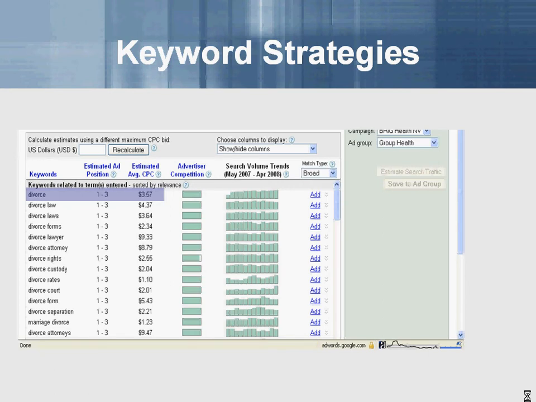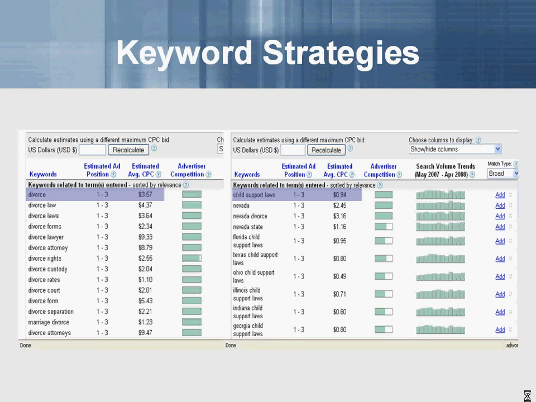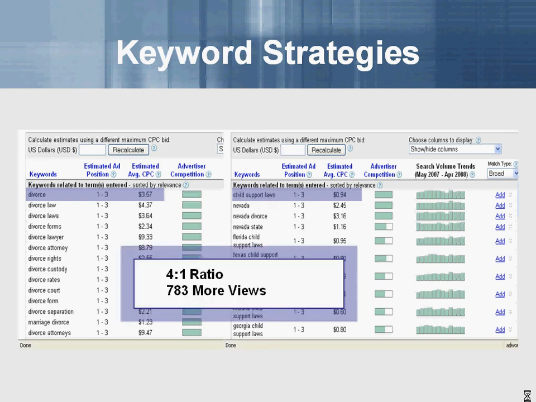Well, if you get real creative though, and if you look at here, I started bidding on the word child support laws. It's only 94 cents a click, which is a 4-to-1 ratio, and if my budget was $1,000, I'm going to get 783 more views off of the word child support laws than I am off of divorce. Are they the same? Yeah, probably. Someone looking for child support laws is probably looking for divorce. Not always. They could have already been divorced.